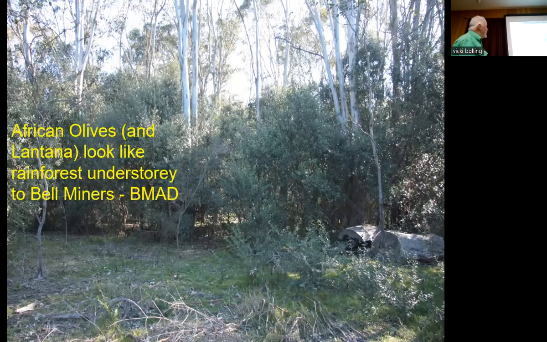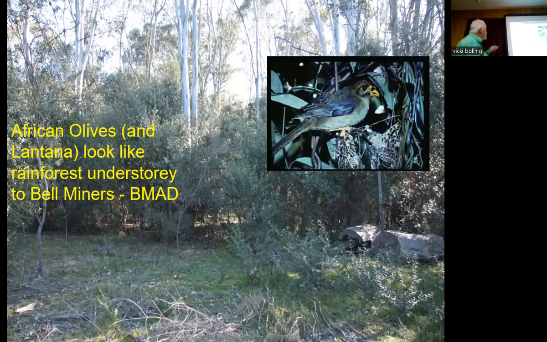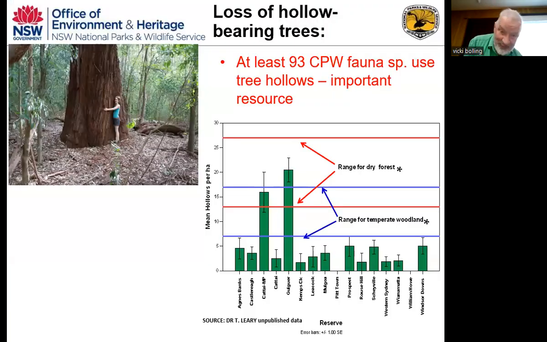And the thing about African olive is, underneath the Cumberland Plain woodland, it looks like a rainforest understory. So what happens is bell miners come in and they set up in the tops of the trees, and then they come down and dive bomb any bird that's in that territory, because they're thinking, we're in this rainforest and we're protecting it. So controlling African olive also means you can control the bell miners and you can get the birds back.